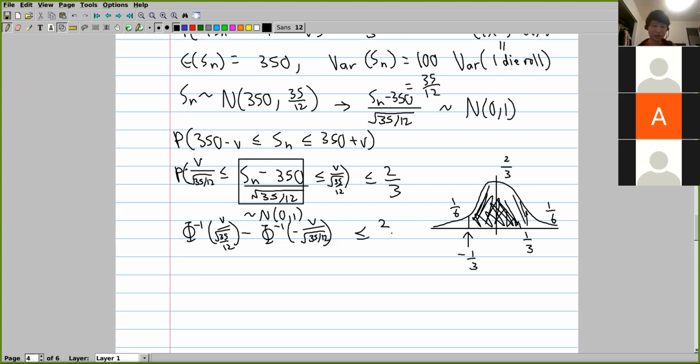I want this to be less than 2/3. We can simplify a tiny bit more because this is going to be 1 minus the other one. So this turns into, oh, this is sort of by symmetry, because if this is one side, then the other side is going to be 1 minus that, because it's that, but on the other side.